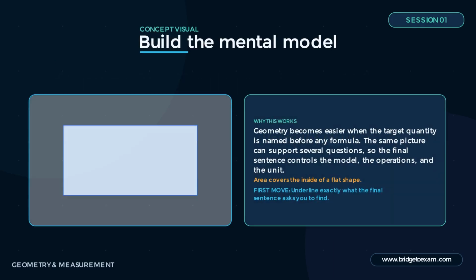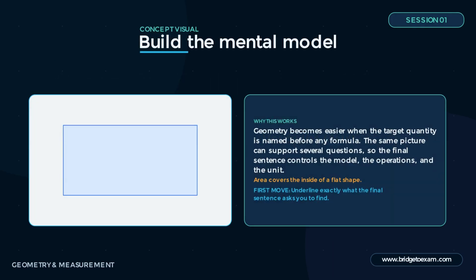Start with the concept visual. The area covers the inside of a flat shape. The volume measures the space inside a solid. The angle questions use degree relationships. Read every label as evidence about what is known, what is unknown, and which measurements actually belong in the model.